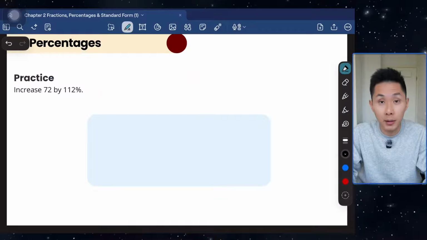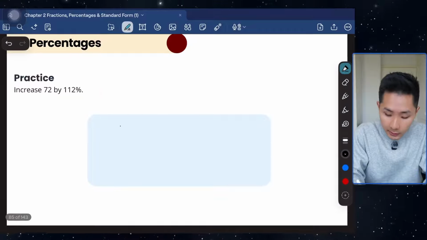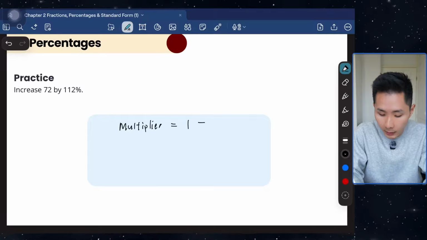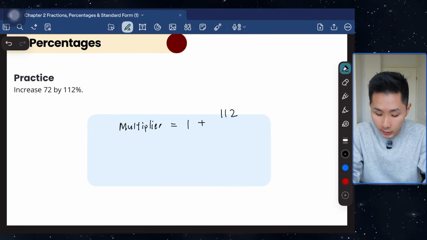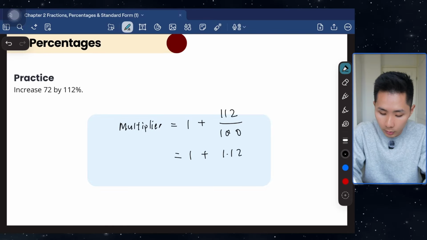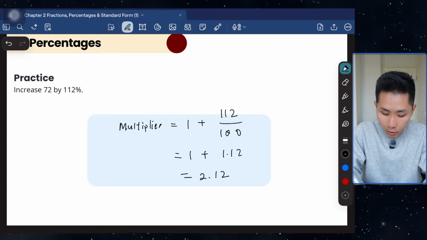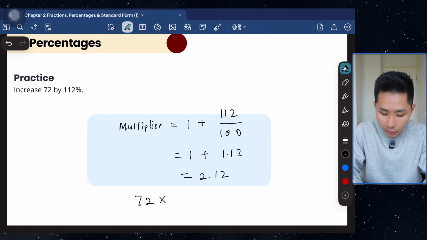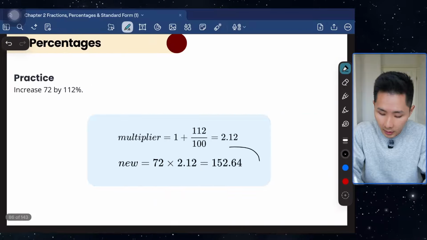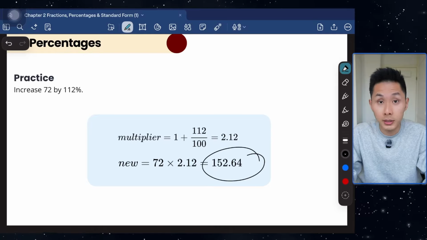Increase 72 by 112%. So first you can construct your multiplier. Multiplier is 1 plus the amount of increase in percentage over 100. That's 1 plus 1.12. So your multiplier is 2.12. You just have to multiply 72 by 2.12. So if you were to plug everything into the calculator, you would have gotten the new value after the percentage increase.